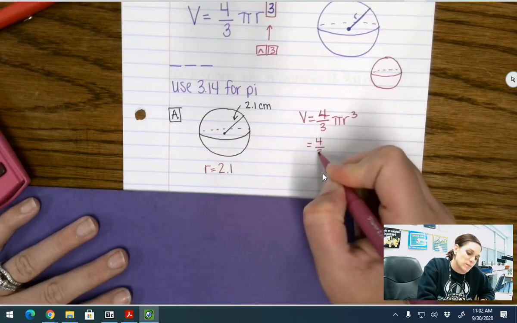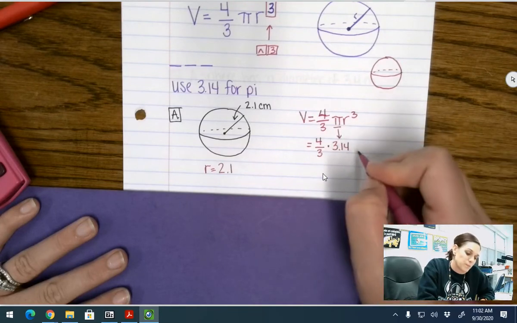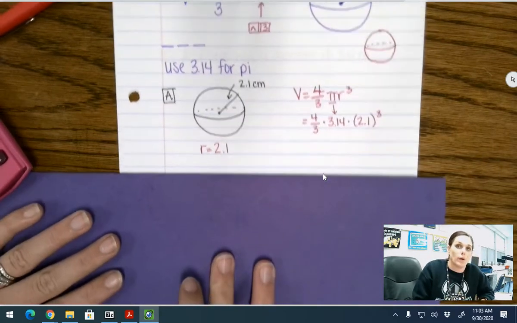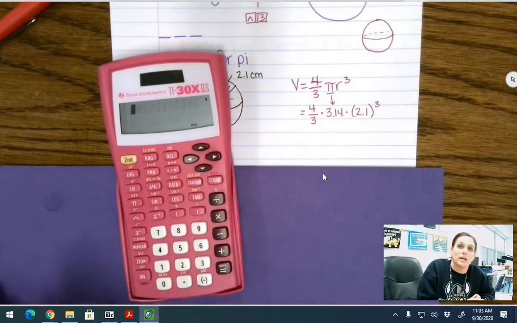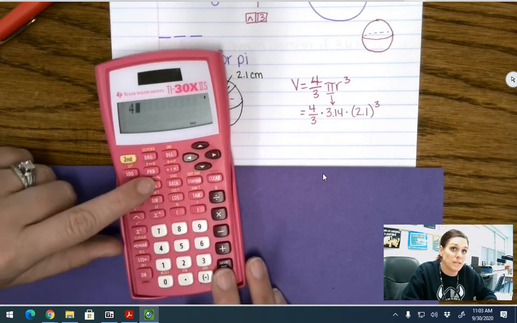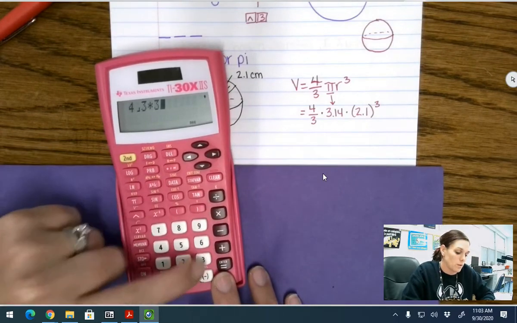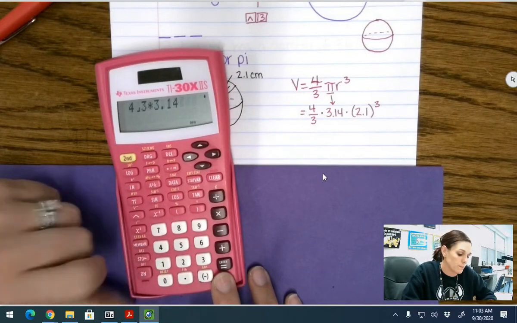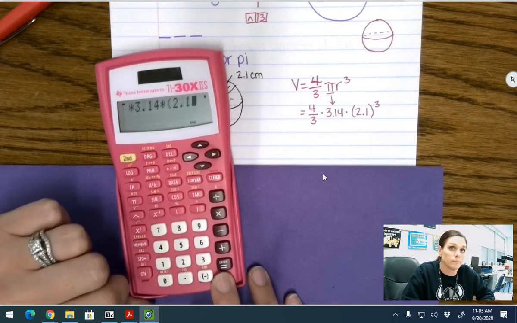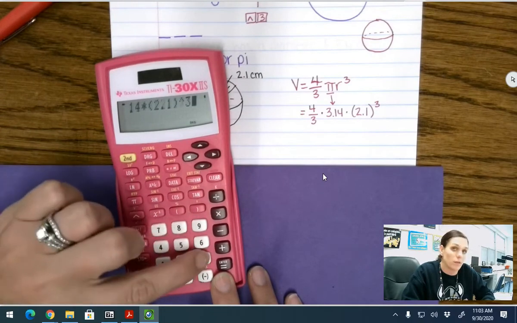Now we're going to fill it in. We have 4/3. They told me to use 3.14 for pi, so I'm changing pi out and putting 3.14 in. My radius is 2.1, and it is cubed. Let's look at how to put this into our calculator. Have your handy dandy calculator nearby. We type in 4, the ABC button, 3, because it's 4/3, times 3.14, because that's what they told me to use, times, now we wrap our radius in parentheses, 2.1, close the parentheses, and put caret 3.